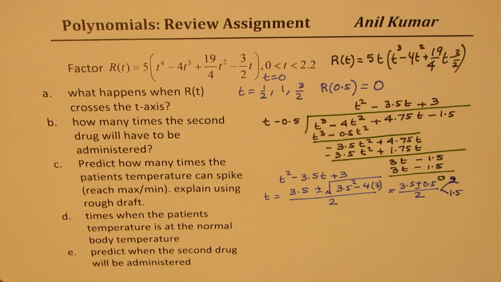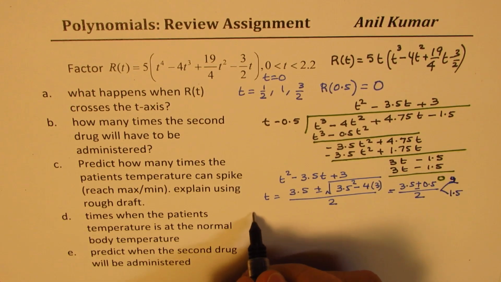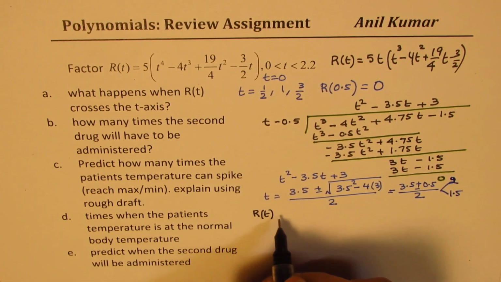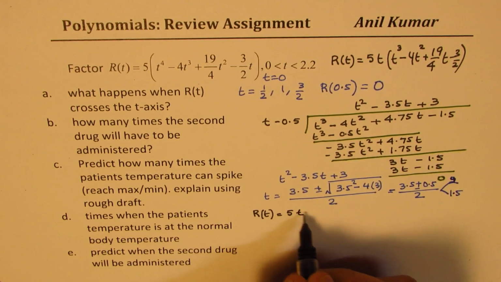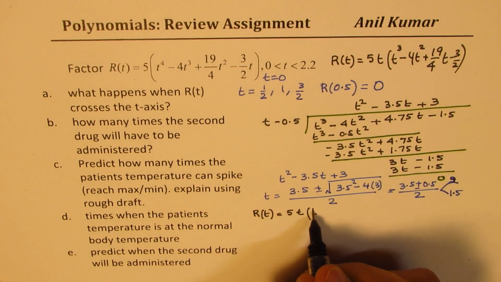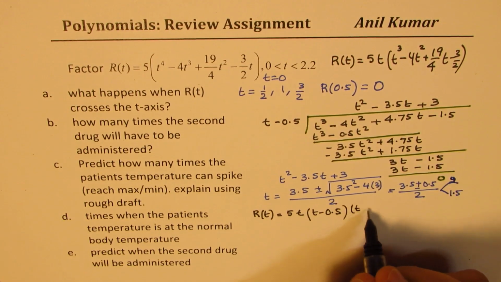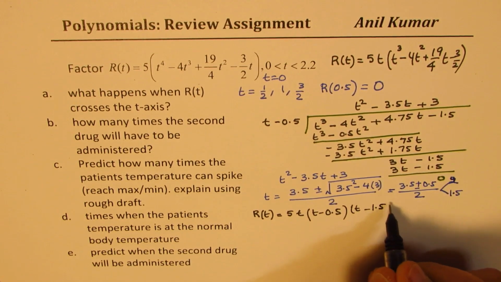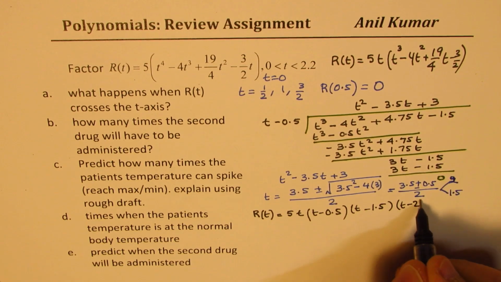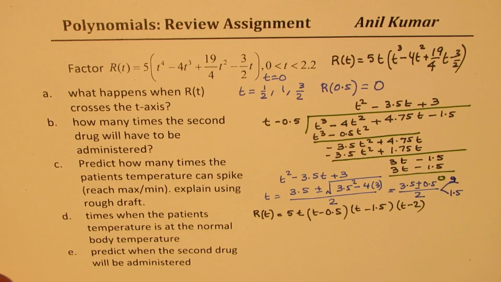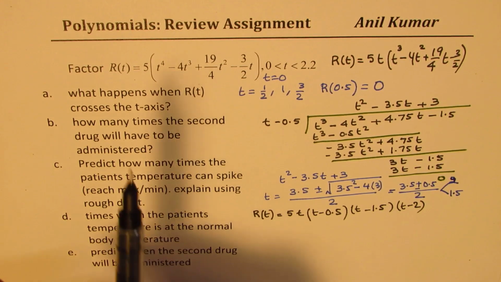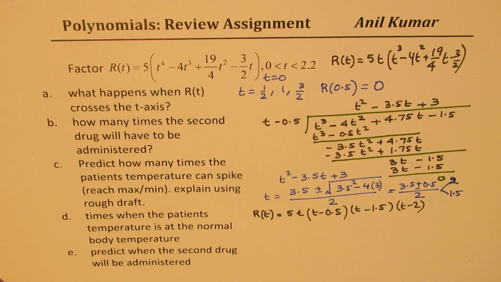Now based on this, whatever we have done, we could write our function r of t as equal to 5t, first factor t minus half, and then we have t minus 1.5, and also t minus 2. So that is how you could actually factor this particular equation. It's a degree 4 equation, right? So it has 4 zeros, 1, 2, 3, 4 zeros.